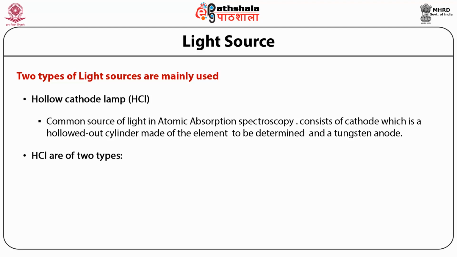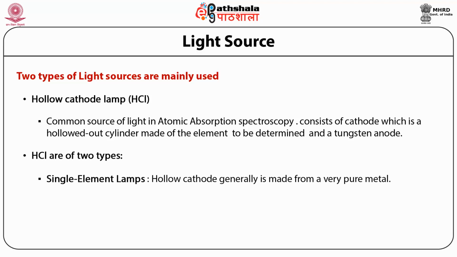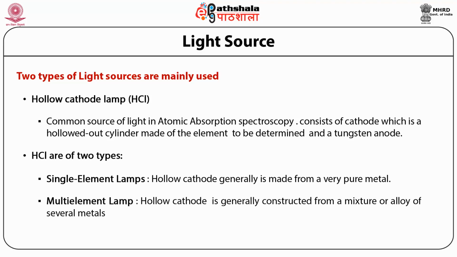One is single element lamp and another is multi-element lamp. The single element lamps are generally made from very pure metal, whereas multiple element hollow cathode lamps are constructed from a mixture or alloy of several metals. The figure is an expression of any hollow cathode lamp.